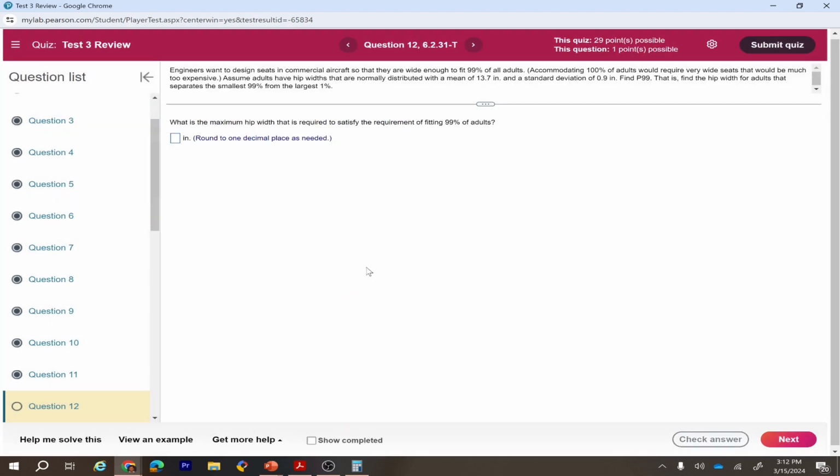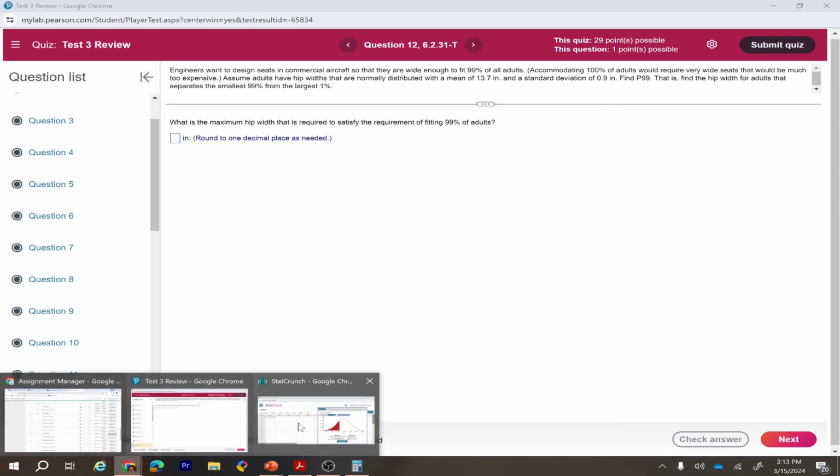Next question. Engineers want to design seats in commercial aircraft so that they are wide enough to fit 99% of all adults. Accommodating 100% of adults would require very wide seats. That would be much too expensive. Assume adults have hip widths that are normally distributed with a mean of 13.7 inch and a standard deviation of 0.9. Find P99. That is, find the hip width for adults that separates the smallest 99% from the largest 1%.